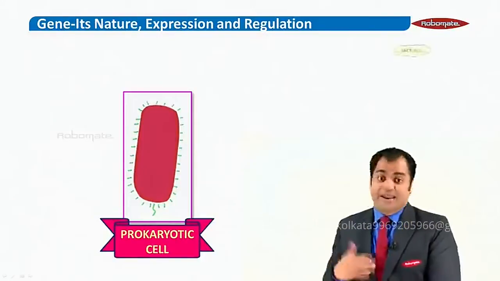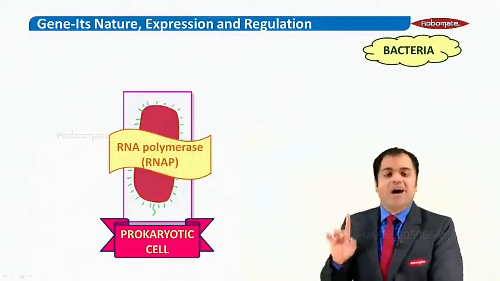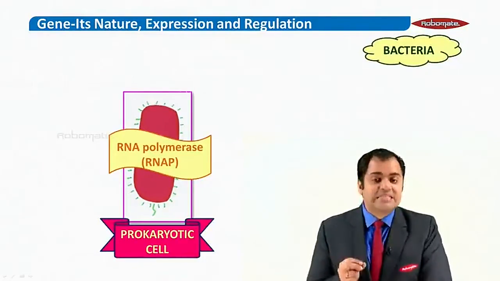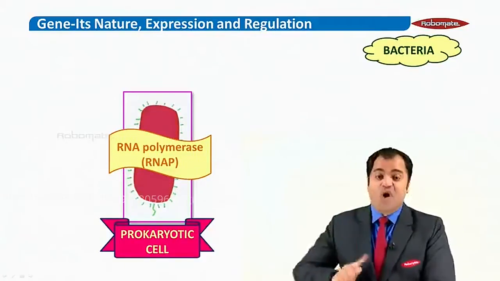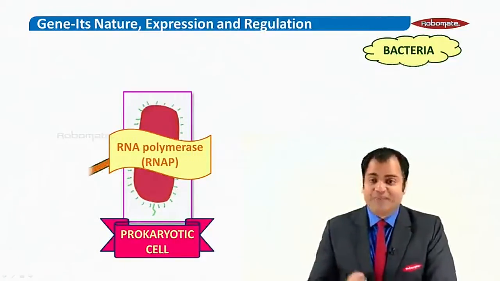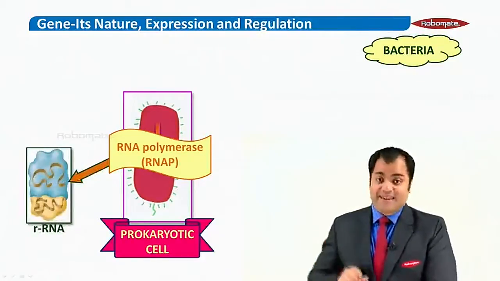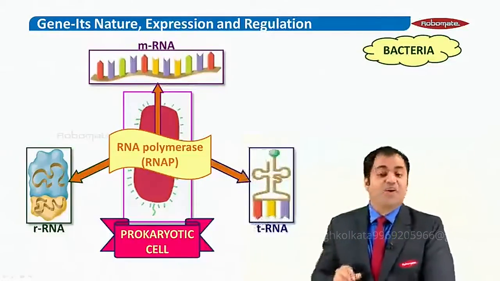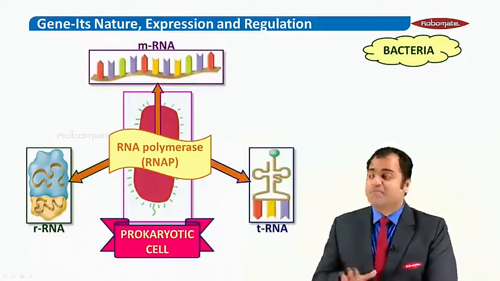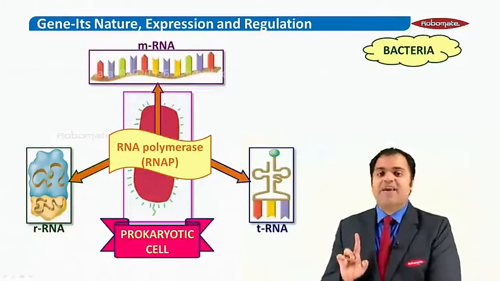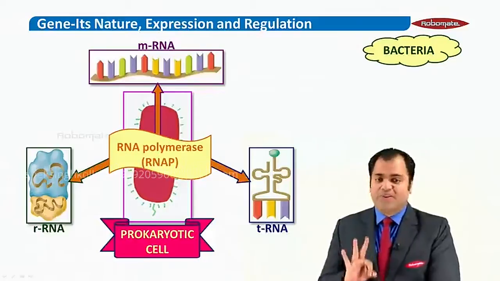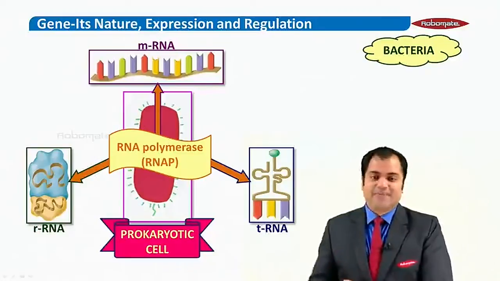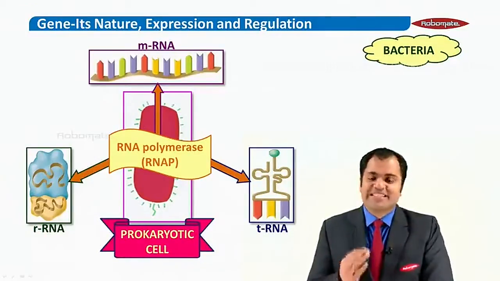In a prokaryotic cell like bacteria, there is a single RNA polymerase, or a single RNAP, which is involved in the synthesis of all three types of non-genetic RNA, namely rRNA, next mRNA, and third tRNA. You got that right? So you can say that in prokaryotes like bacteria, a single RNAP can synthesize all three non-genetic RNA, the rRNA, the mRNA, and the tRNA. Is that okay? But in eukaryotes, it is slightly different.